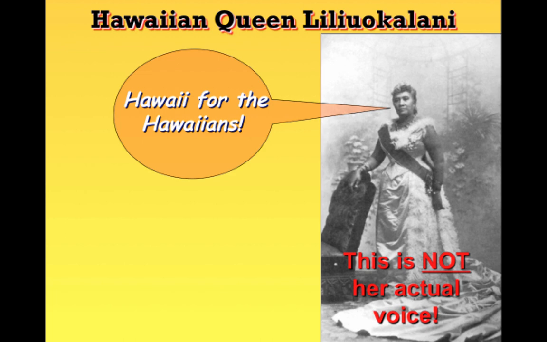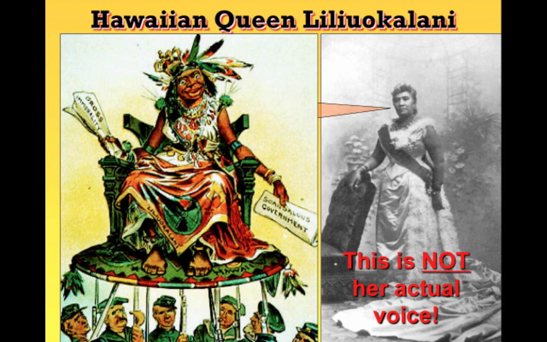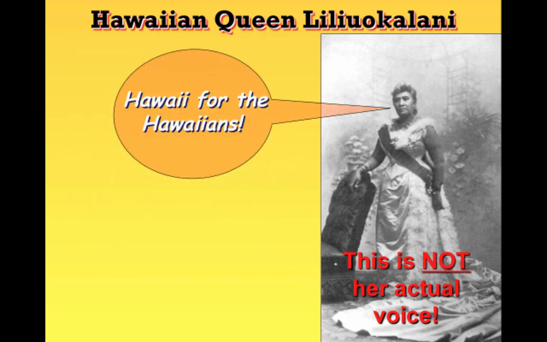Well, U.S. business interests in Hawaii view her as uncivilized. They dehumanize her in their writings and political cartoons, and they blame her government for scandals and corruption. Basically what happens next is one of those things that is probably not one of our better moments in American history. Queen Liliuokalani is overthrown.